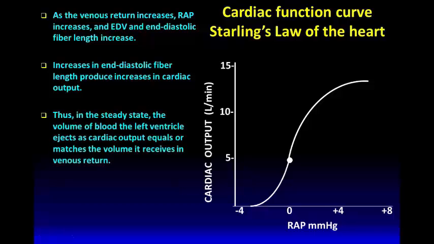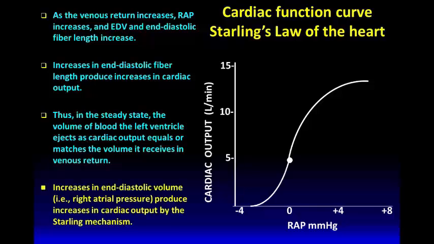Thus, in the steady state, the volume of blood the left ventricle ejects as the cardiac output equals or matches the volume it receives in venous return. The cardiac output of a ventricle should be equivalent to the venous return of that ventricle over time. And the cardiac outputs of the two ventricles are equal over time. And the venous returns of both ventricles are equal over time.